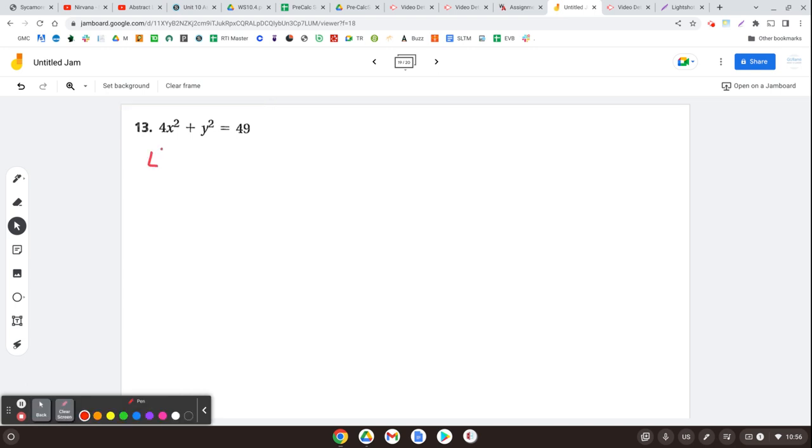So I'm going to put this... Oh, hold on. We don't need to complete the square on this one, I don't think. I just divided it. We want to divide everything by 49. So you get 4x squared over 49 plus y squared over 49 equals 1. Here's where it gets super weird because we don't want a 4 there.